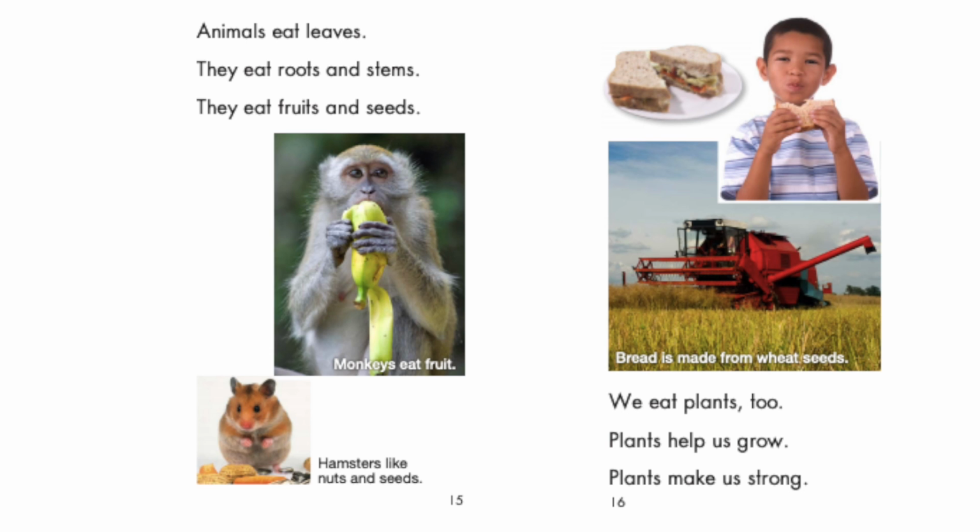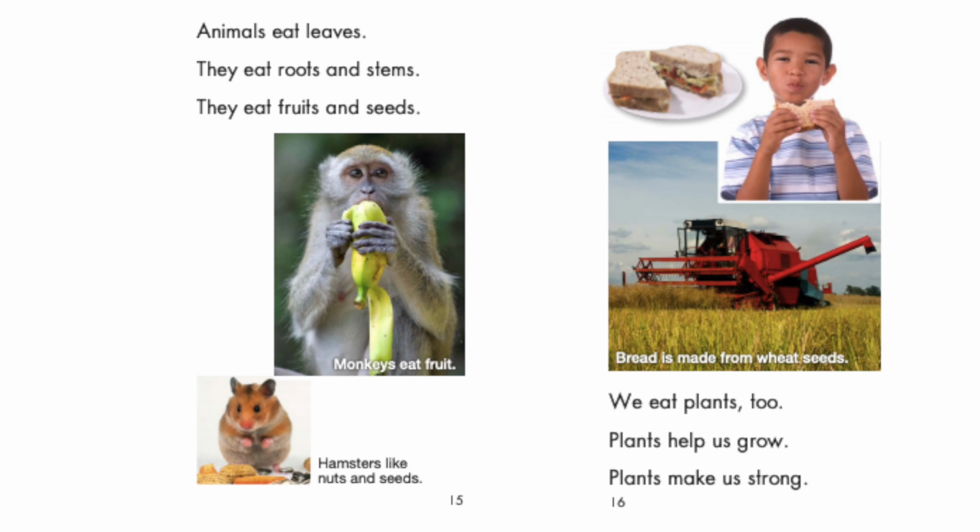We eat plants too. Plants help us grow. Plants make us strong. Look at those animals eating parts of plants. Monkeys eat fruits. Hamsters like nuts and seeds. Bread is made from wheat seeds. Look at that child eating a sandwich. Do you like sandwiches? Many parts of a sandwich come from plants.